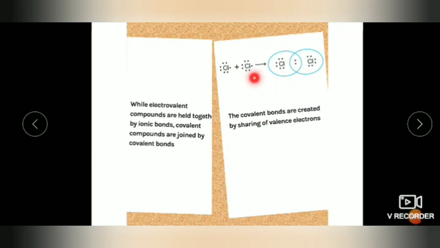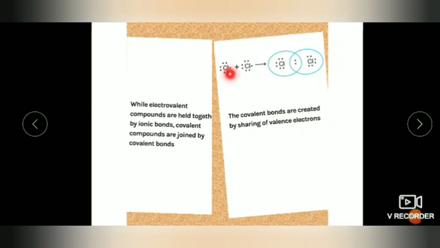Here one electron is unpaired. These unpaired electrons have opposite spin, and this opposite spin will overlap to form a covalent compound. There is mutual sharing, which creates polarity, meaning delta positive and delta negative. Sharing of electrons takes place between two chlorine atoms to form a covalent compound. So covalent bonds are created by sharing of valence electrons.